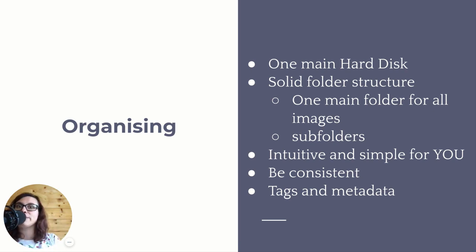So again, I will give you some examples, but then obviously everyone's brain is different. So work with what works for you. But basically, not only do you have to keep it all in one hard drive, but you also should keep them all in one folder. So have one main folder for all of your photos, and then organize your photos into subfolders.